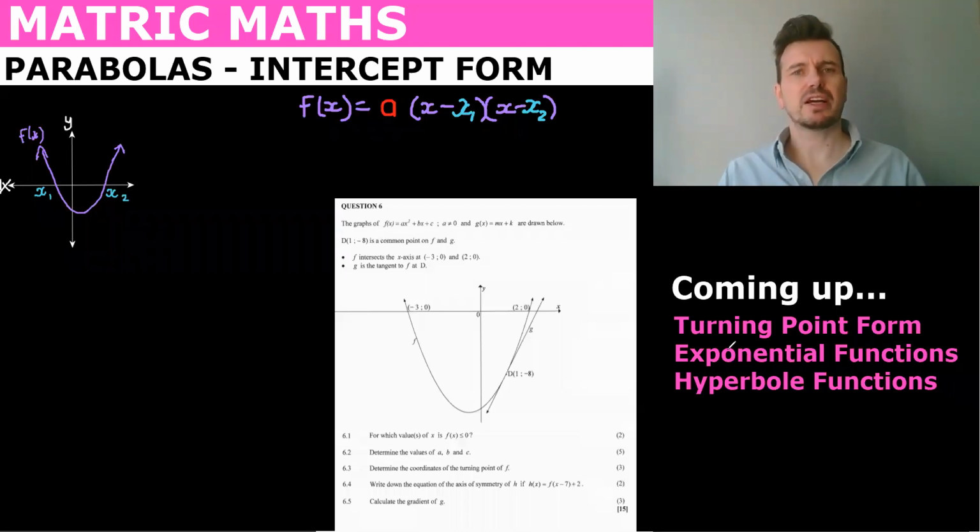Today we are looking at functions and we're looking at parabolas, and specifically the intercept form. Last time we did the standard form of a parabola, which is ax squared plus bx plus c, which most of you are used to. We need to know the different types of forms. So today we're doing the X-intercept form, and then tomorrow or the next lesson we're going to be doing the turning point form. So let's look at what the X-intercept form means.